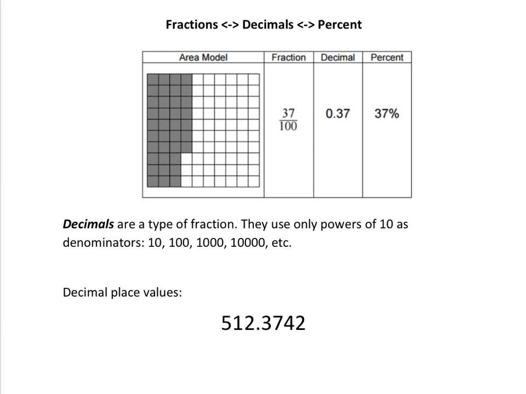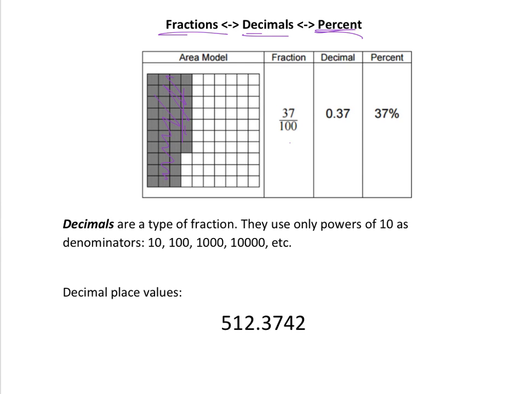In this lesson, we're going to look at fractions, decimals, and percent. And the reason we have the little arrows between them is that we're going to look at how to switch between those different forms. If you look at this diagram, you can see 4 different ways of representing the same thing. The first one is an area model where there are 100 squares in total and 37 out of those 100 squares are shaded in.